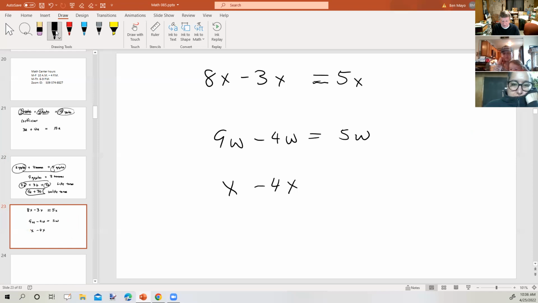this is 1x minus 4x, which would be negative 3x. 1 of something, take away 4 of something, you're in the hole, 3 of something. We okay with that? Any questions there? All right.